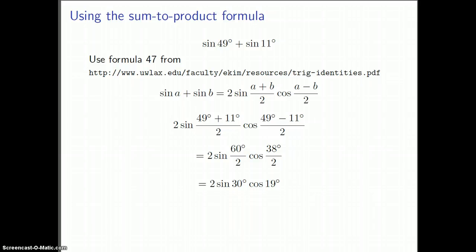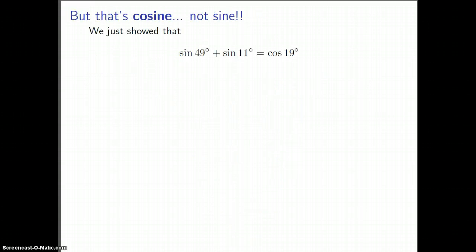And fortunately, 30 degrees is one of those special angles on the unit circle, so we can simplify this further as 2 times, replace that sine of 30 degrees with 1/2, and cosine 19 degrees. Now that 2 and that half cancel, and we're left with cosine of 19 degrees. So that thing at the very top, sine of 49 degrees plus sine of 11 degrees, is equal to cosine of 19 degrees. And that's what we just showed here.